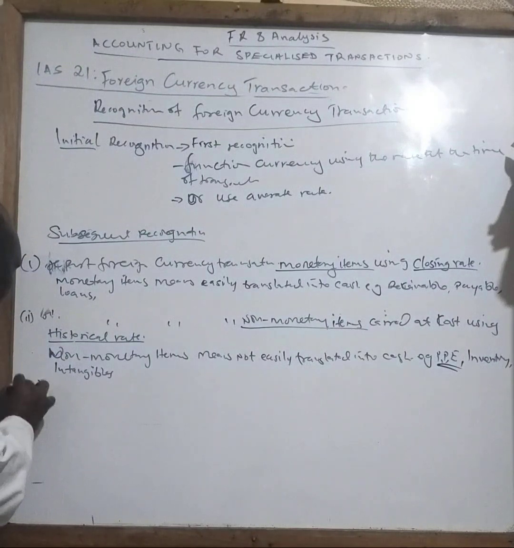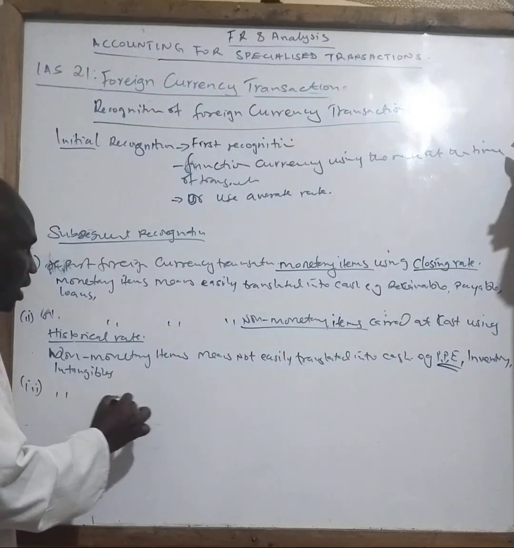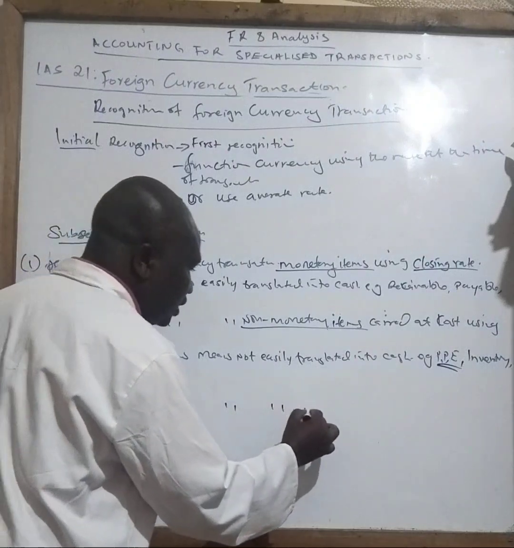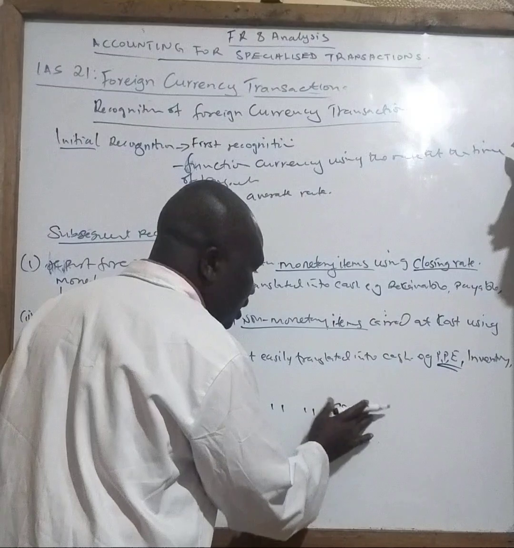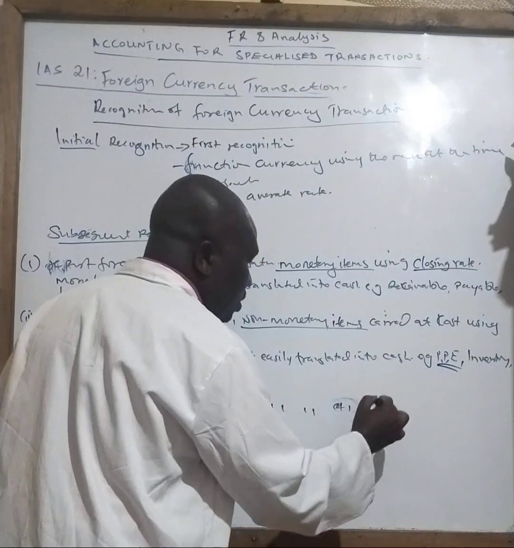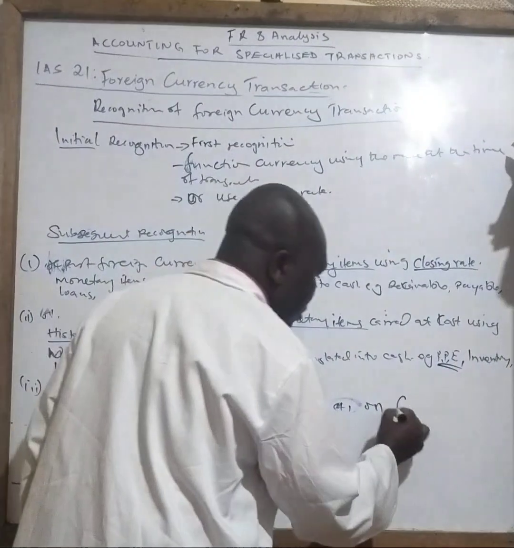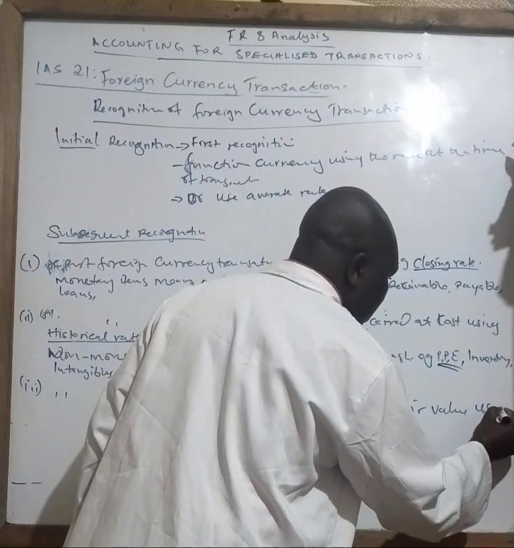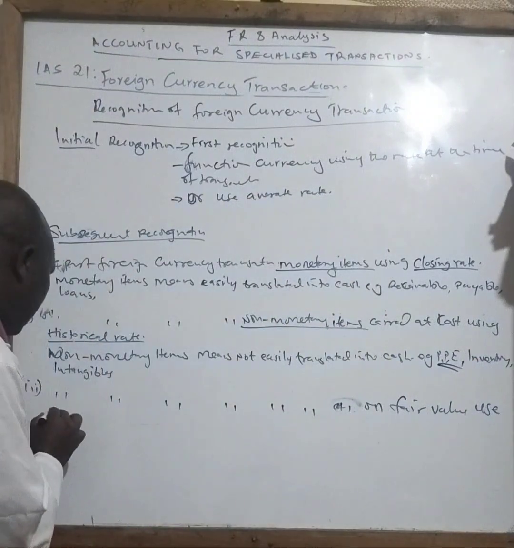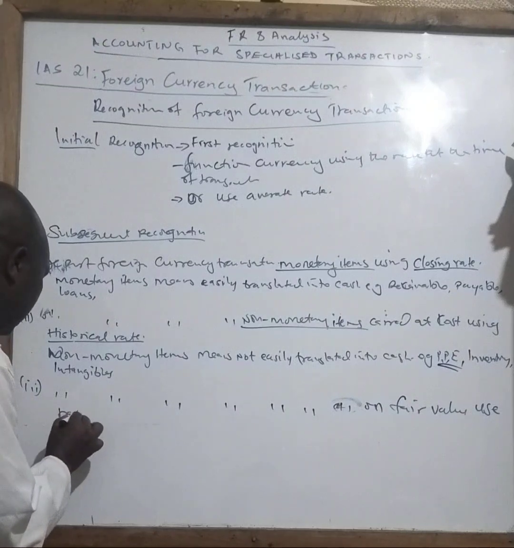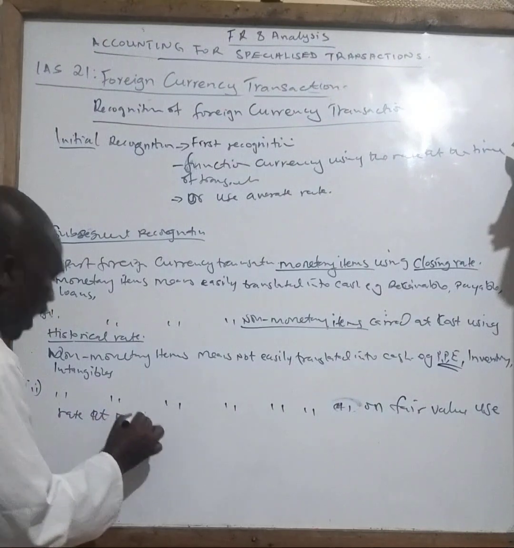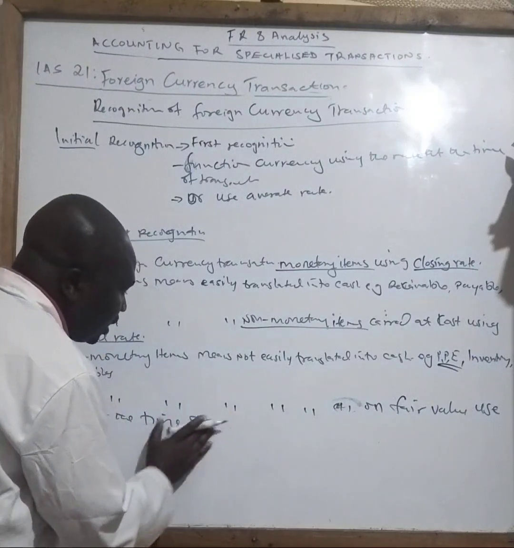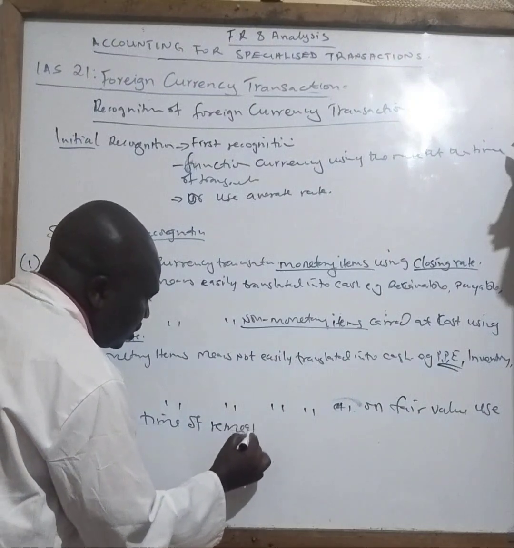Then number three is that report foreign currency transactions, non-monetary items carried on fair value. Use what? Use the rate at the time of measurement. Let me use the word remeasurement.